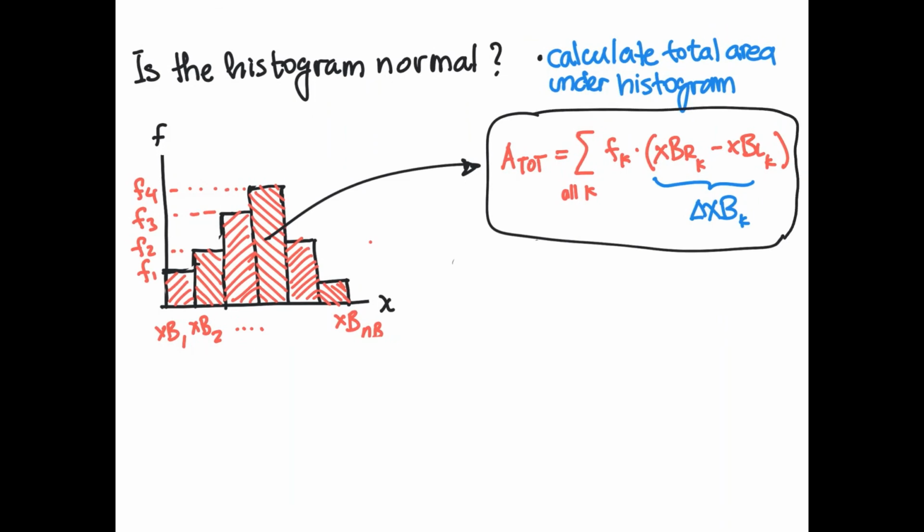We simply take the frequency in each interval, which is the height, multiplied by the width of the interval, which is the bin position to the right at interval k minus the bin position to the left. And so the sum of the areas of all these rectangles will give me the total area under the histogram.